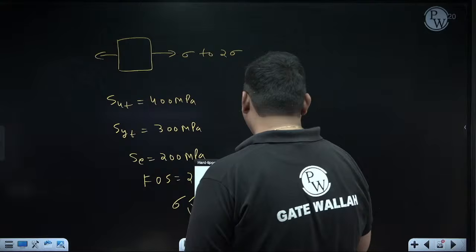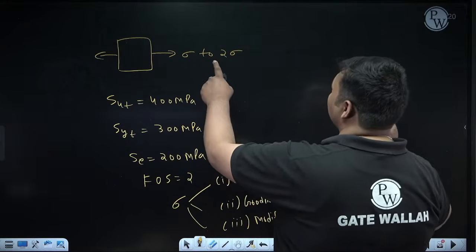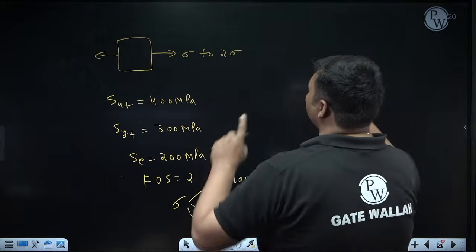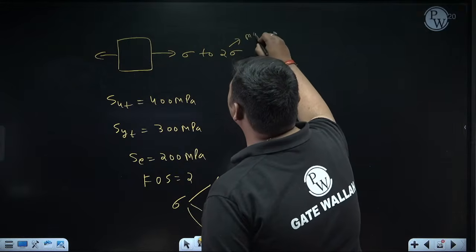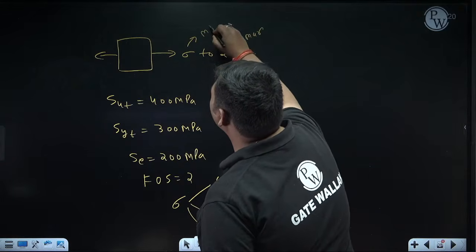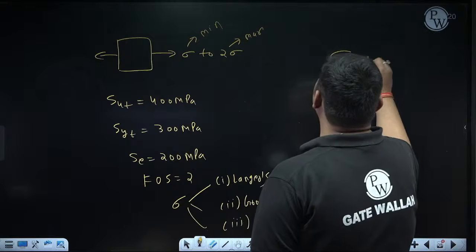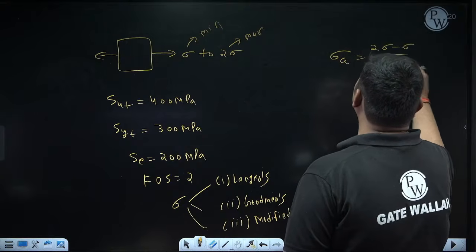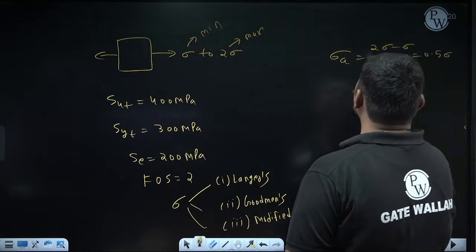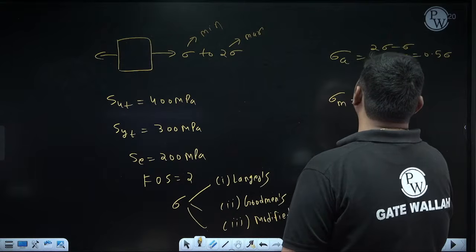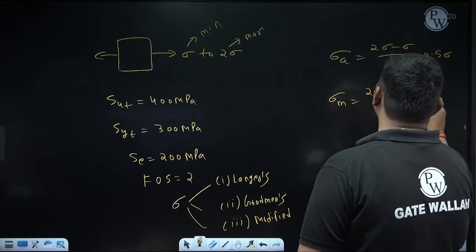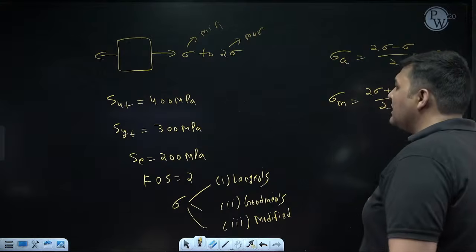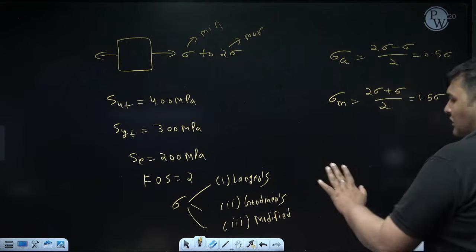Here, first I am finding the expression of amplitude and mean stress. Here sigma is unknown, so automatically it will come in terms of sigma. The maximum value of fluctuation is 2 sigma, minimum is sigma. Now amplitude will be maximum, which is 2 sigma, minus minimum sigma, divided by 2. How much is it coming? 0.5 sigma. Mean will be maximum 2 sigma plus minimum sigma divided by 2. How much is it coming? 1.5 sigma. As per Langer we can calculate sigma, as per Goodman we can calculate.